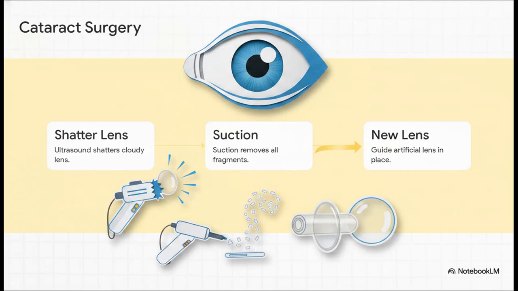And what about fixing the camera lens itself? Over time, that internal lens can get cloudy, which is what we call a cataract. The fix for this is honestly jaw-dropping. Surgeons insert a tiny tool called a phacoemulsifier. It uses rapid ultrasound vibrations to literally shatter and liquefy the cloudy lens. Then they vacuum out the fragments, take a brand new, rolled-up artificial lens, slide it through the incision, and unfold it perfectly into place. Just incredible.